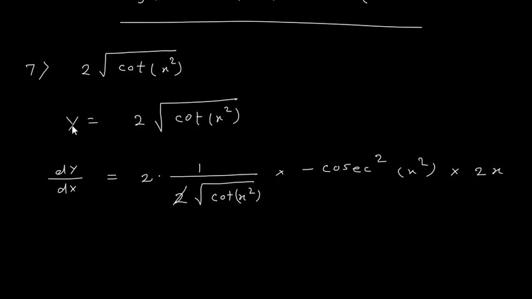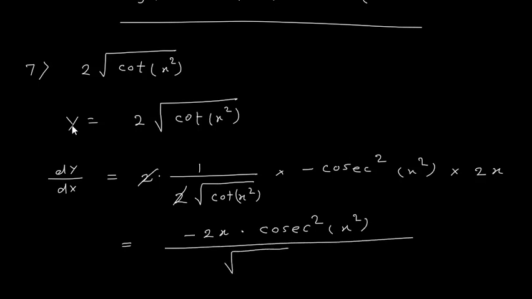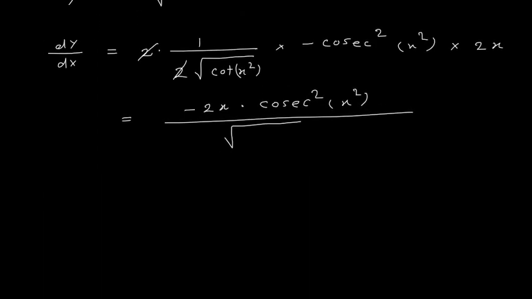Now this 2 and 2 I will cancel. This is the minus sign and this is 2x. So you will write minus 2x into cosec square x square divided by root of cot x square.